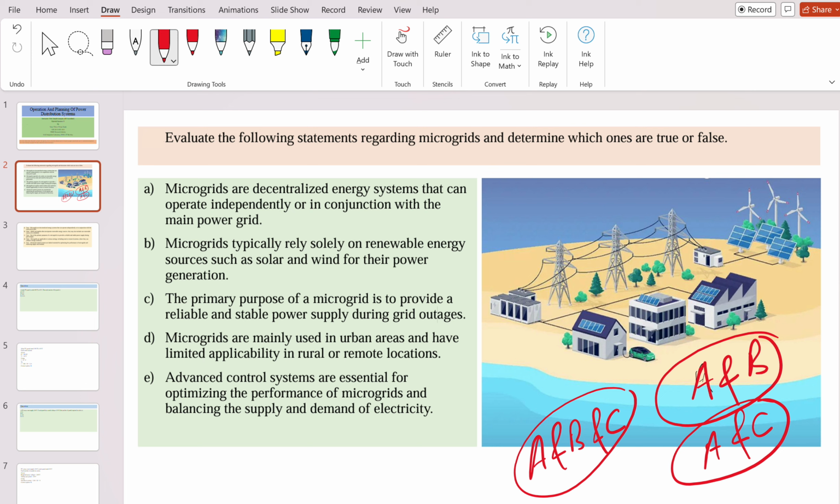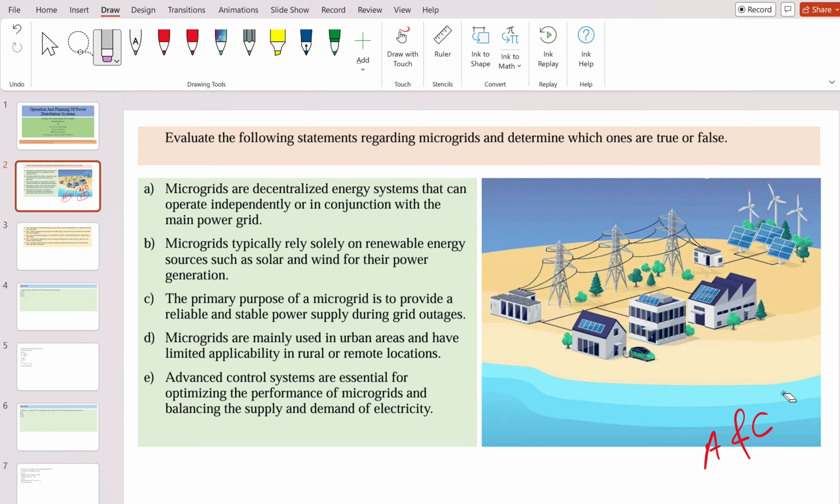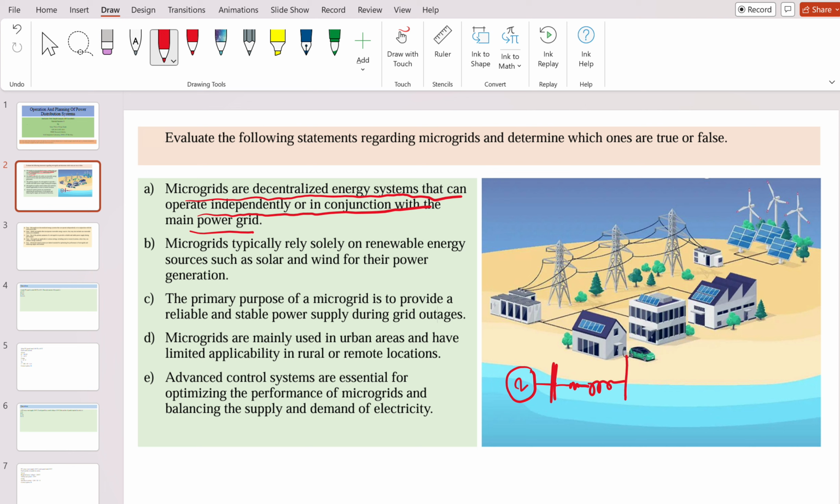So as you see the first statement, what is it actually telling? The first statement is telling that microgrids are decentralized energy systems that can operate independently or in conjunction with the main power grid. So how are these structured? How are normal conventional generators set up? You have a generator, whether it is a thermal power plant or a hydropower plant, so you have a generating station, then you have a line in between, then it is connected to the load.